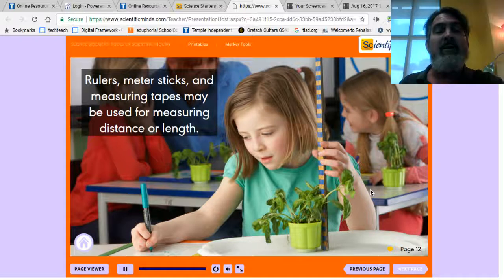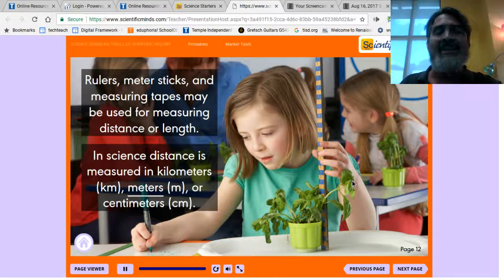Okay, rulers, meter sticks, and measuring tapes may be used to measure distance or length. Y'all have used those before. In science, distance is measured in kilometers, meters, or centimeters. So we always use the metric system in science.